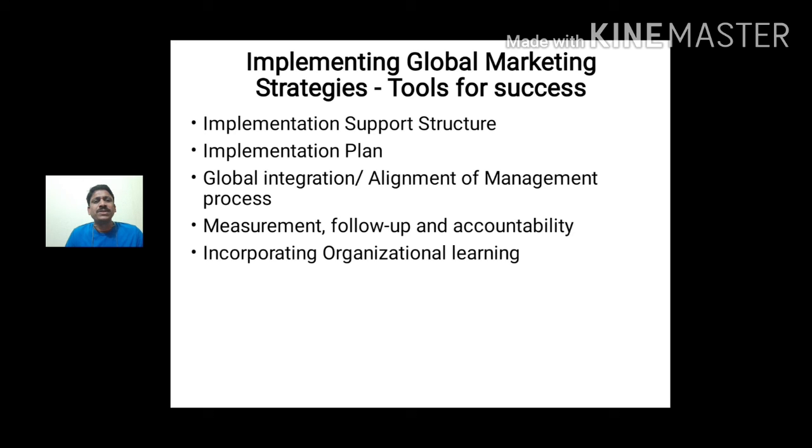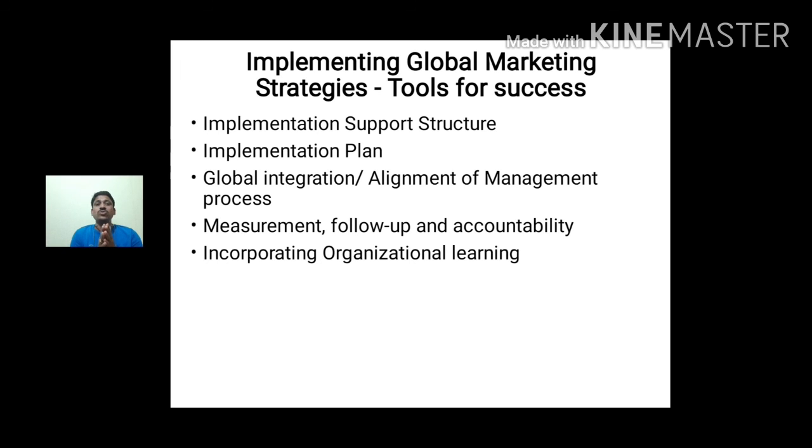And incorporating organizational learning will be one more important tool, right? Organizational learning: all the time organizations and employees should keep on learning by dealing with different kinds of situations in the organization, and incorporate this learning in the organization so that the strategies will be formulated and implemented successfully, right?